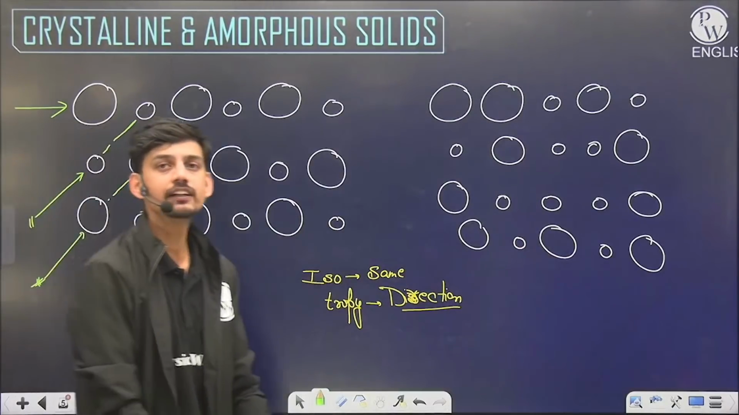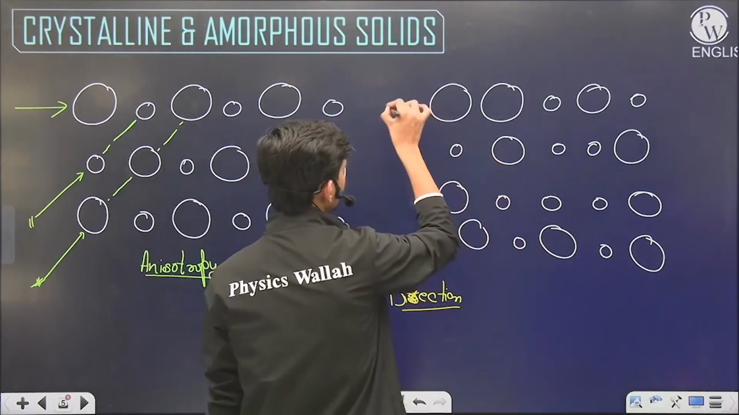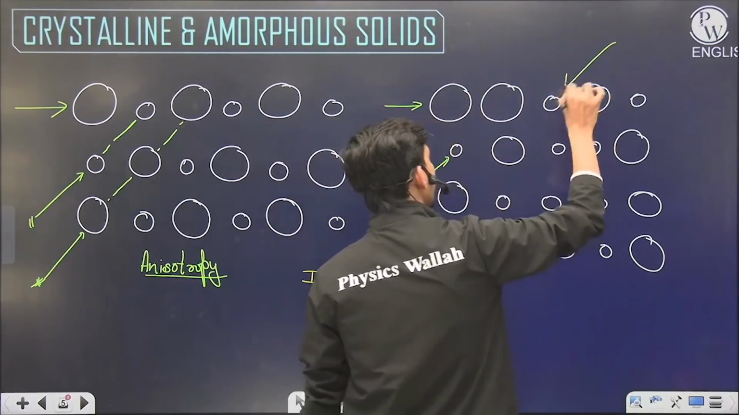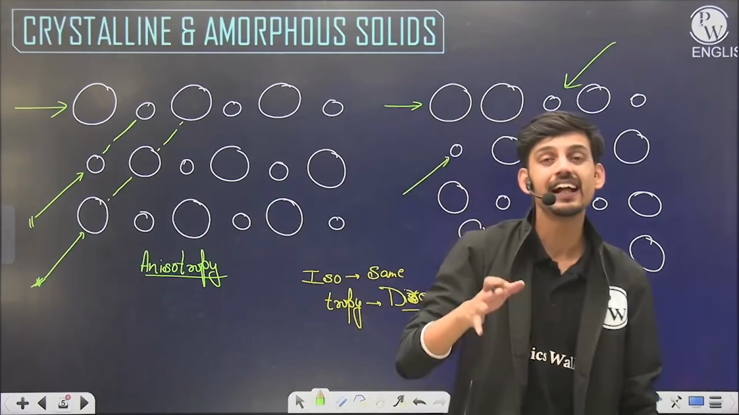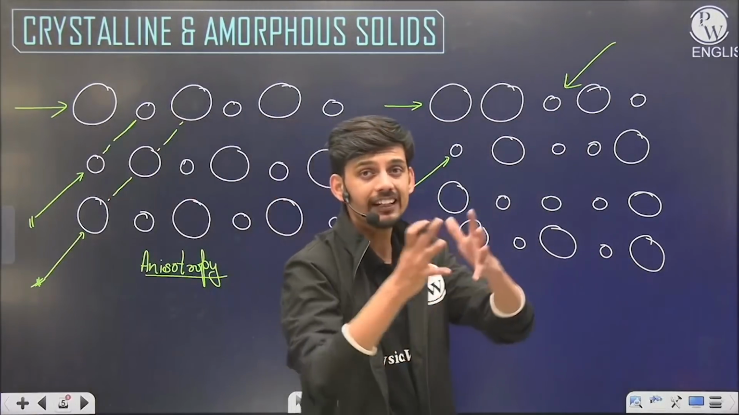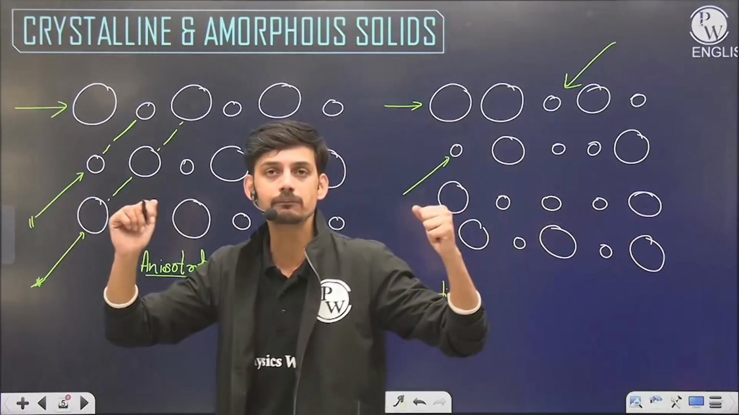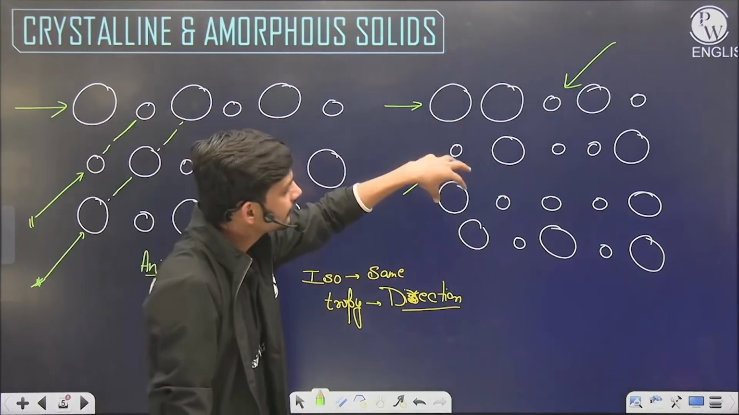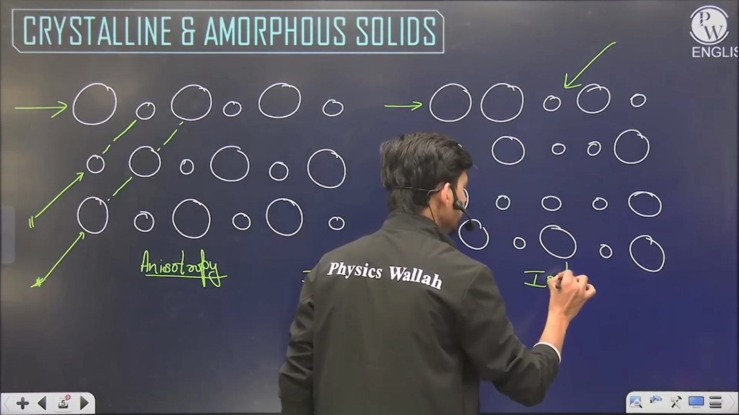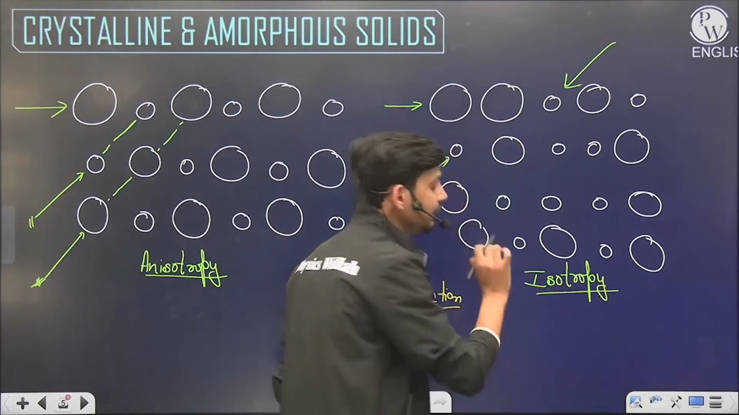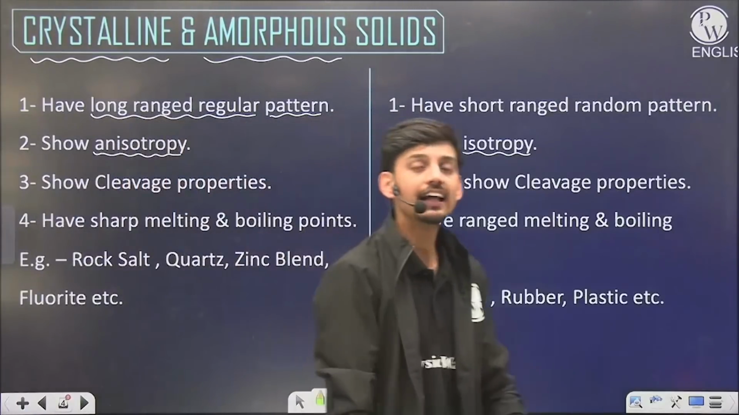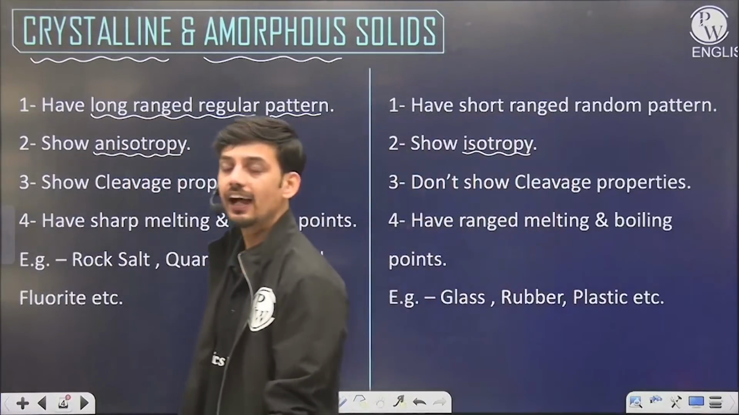Different properties in different directions. While in amorphous solids, the pattern is random here, here also, and here also. The pattern is random in every possible direction, and we can assume the randomness to be the same because it is a very long structure. In that scenario, the properties will also become similar, and that's why amorphous solids show isotropy: same properties in all the various directions. That's why we have said that crystalline solids are anisotropic in nature, while amorphous solids are isotropic in nature.